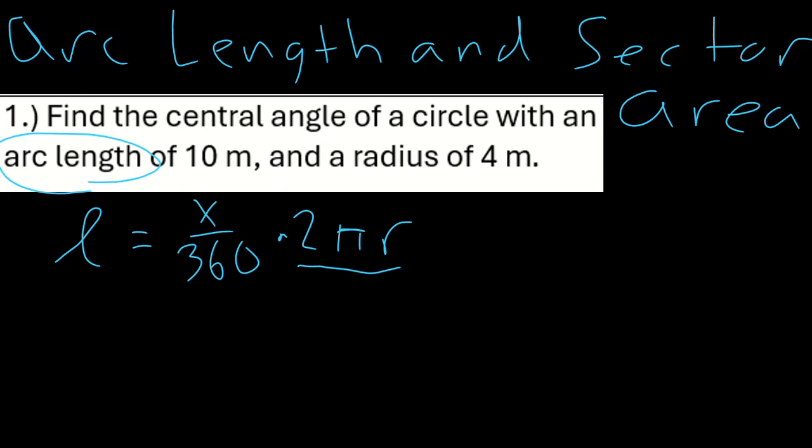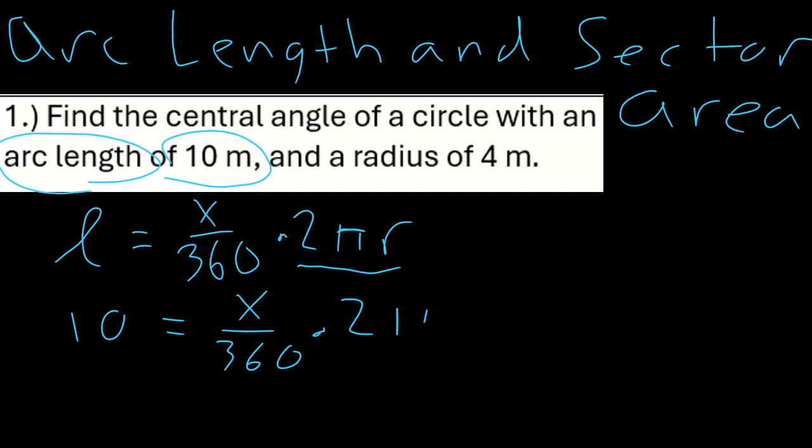And so we're going to go from left to right, and plug in all the things that we know. I know that my arc length is 10, so I'll say 10 is equal to x over 360 times 2 times pi, and I know I have a radius of 4. The only thing that I'm not given is this x, the central angle.